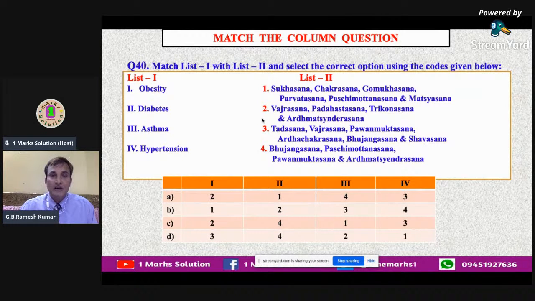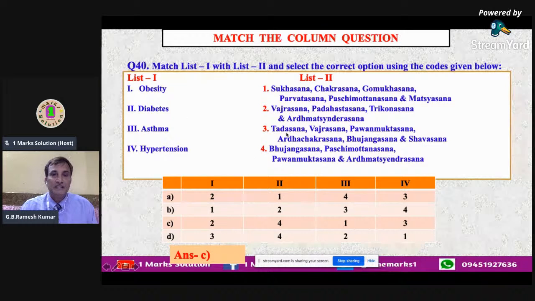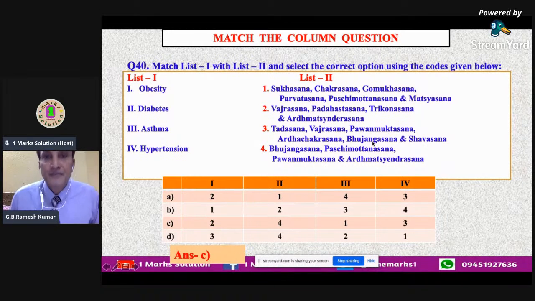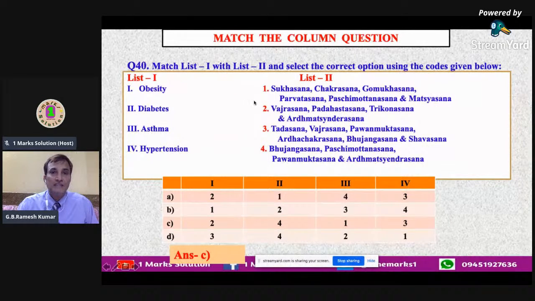Now you see here option A, option B, option C and option D. The option is C. For the first one, obesity: Tadasana, Vajrasana, Pavanmuktasana, Ardhachakrasana, Bhujangasana and Shavasana. For diabetes, option 4: Bhujangasana, Paschimottanasana, Pavanmuktasana and Ardhamatsyendrasana. Option 3, as I told you, second one: Vajrasana, Padahastasana, Trikonasana, Ardhamatsyendrasana. Hypertension, 4: Sukhasana, Chakrasana, Gomukhasana, Parvatasana, Paschimottanasana and Matsyasana.